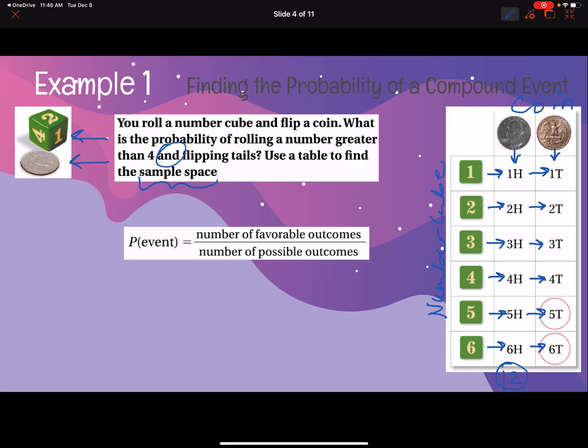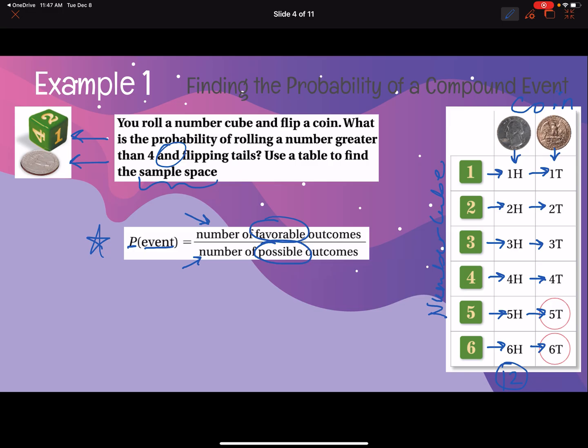Now, our formula, which we're going to look at next, stands for the probability, the event that we're talking about will go here. The number of favorable outcomes is on the top, and the number of possible outcomes is listed on the bottom. So if we were wanting to, what's the probability of rolling a number greater than 4 and flipping a tail? Okay, that's our favorable outcome.